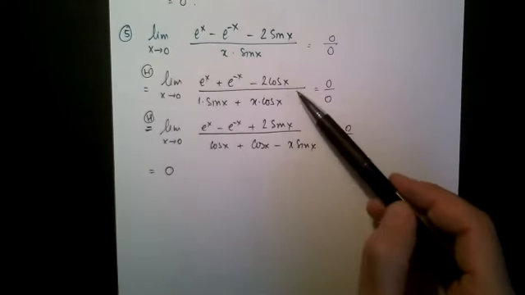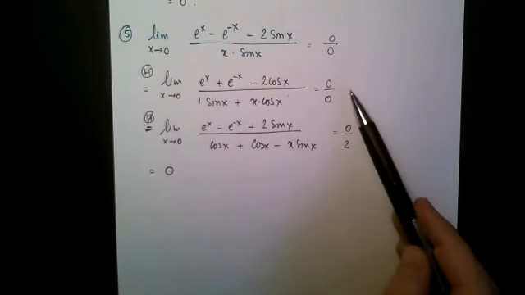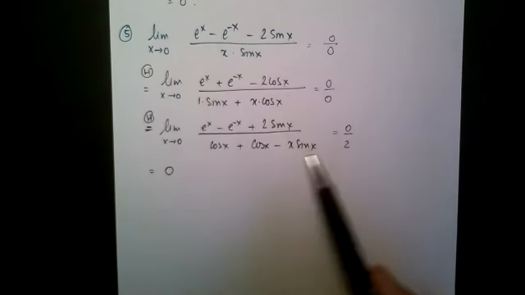Okay, so L'Hopital's rule once, twice. 0 over 0, 0 over 0, 0 over 2. The answer is 0.